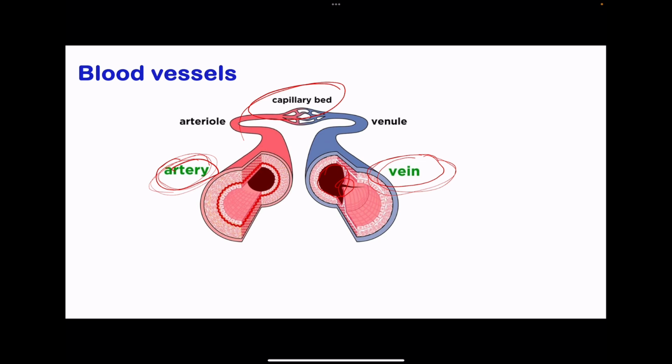And also the veins have thinner walls and the walls are less elastic. If we compare these walls to that, we can see the arteries are thicker in comparison to the veins, and the thickness here is to withstand pressure, meaning in the arteries, while in the veins, the walls are thinner because blood is not going to be traveling at a high pressure.